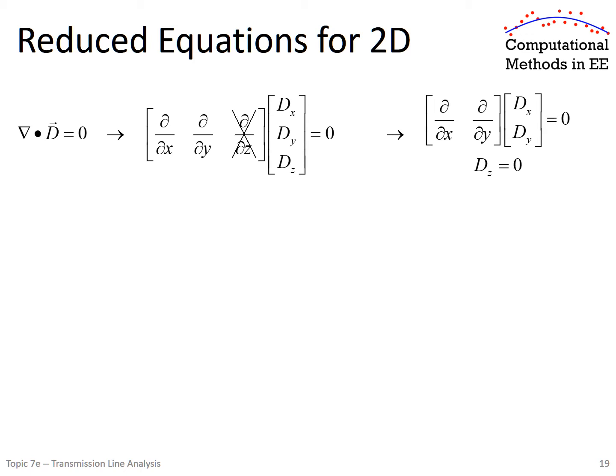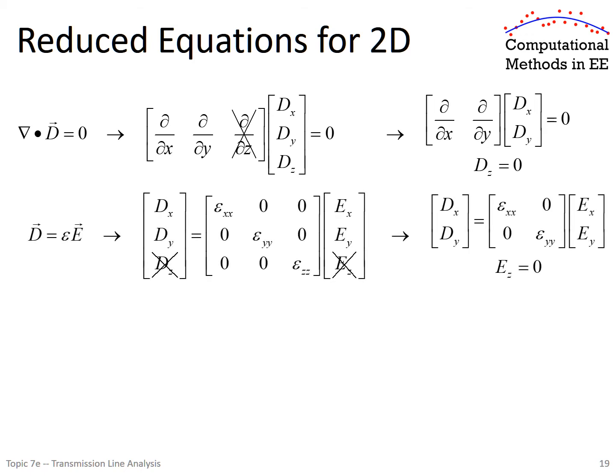So in our first equation, if we cross off the z derivative, what that tells us is that Dz equals 0. So we don't even have to include it in that first equation. So we can reduce this first divergence equation to simply an equation containing only the x and y component. Now we look at the D equals epsilon E. And if Dz is 0, we see that that also means Ez is 0. So we only really need to retain Ex and Ey in addition to the Dx and Dy. But we simplified this constitutive relation a bit by doing that.